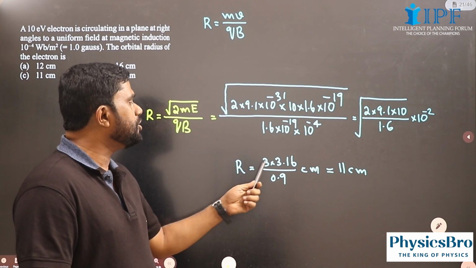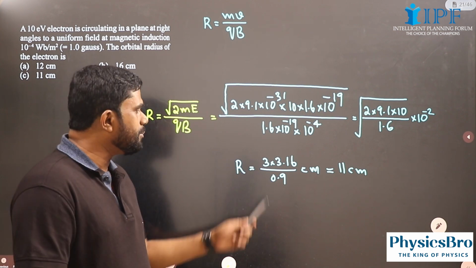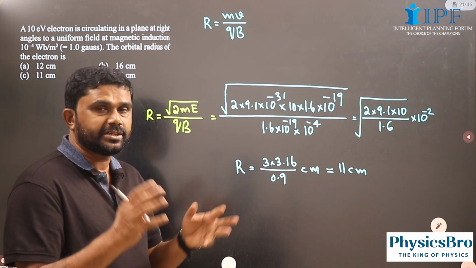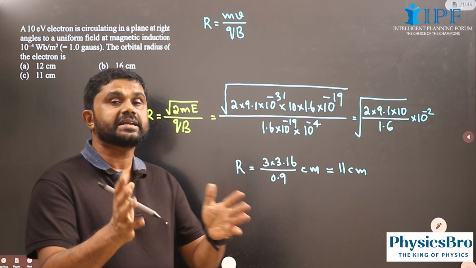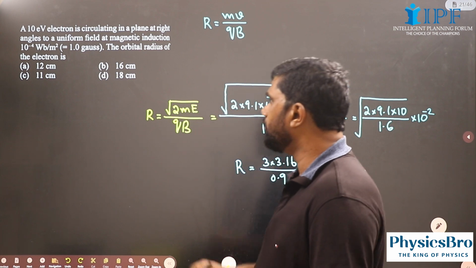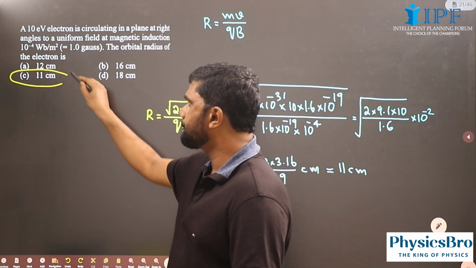So we have 3 into 3, that is 9. If it is 9 by 0.9, it will be 10. But in the numerator, we have a quantity slightly greater than 9. So it will be slightly greater than 10. And we have 11 centimeter here.